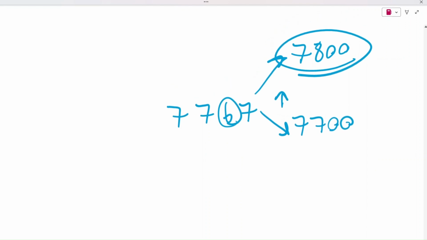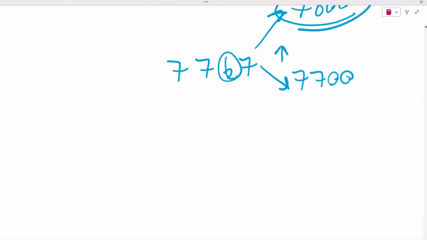And that is pretty much it, rounding to different locations. Hopefully that helps and clarifies and simplifies everything.